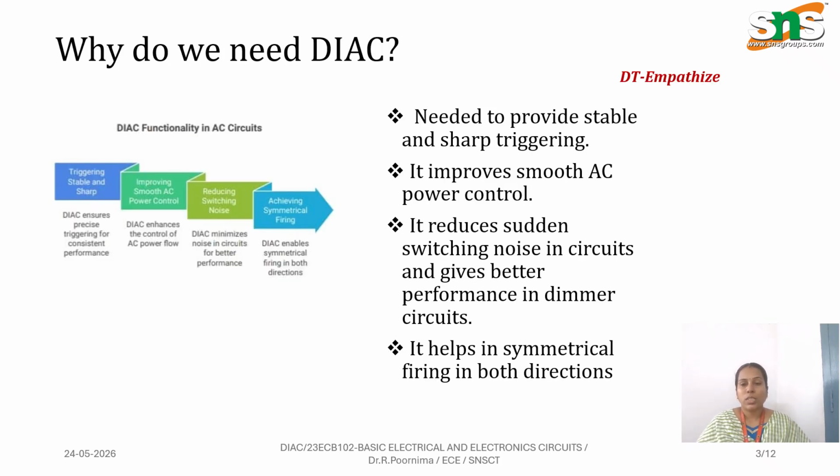First of all, what is the need for DIAC? It is used in many AC circuits which need to provide a stable and sharp triggering. For example, it improves smooth AC power control and reduces sudden switching noise in circuits. So DIAC is able to give better performance in light dimmer circuits, and it also helps in symmetrical firing in both the directions because of its unique construction. So these are the needs of DIAC.